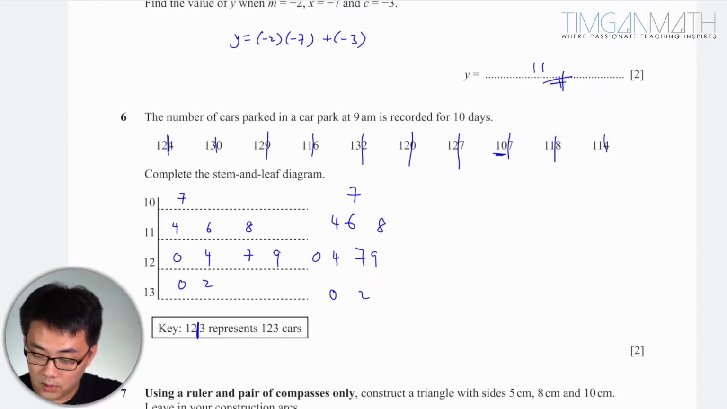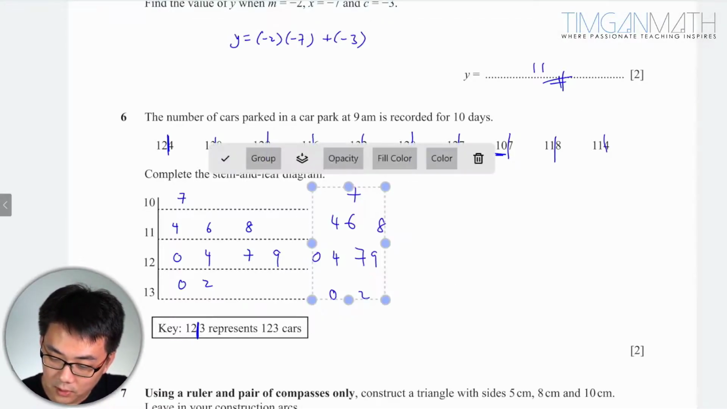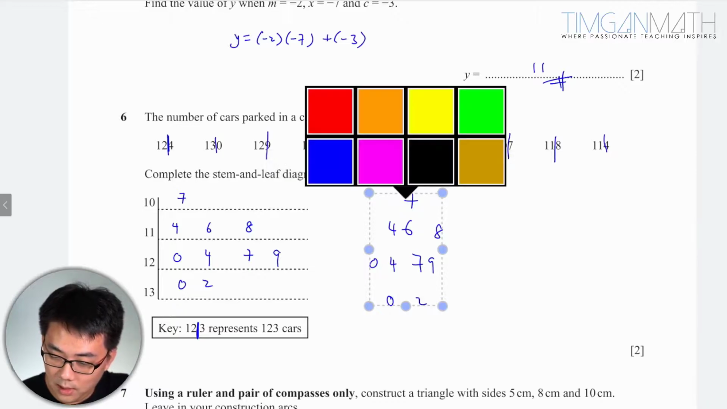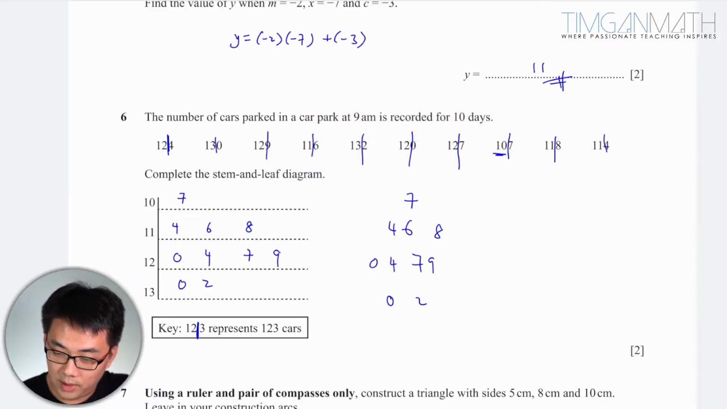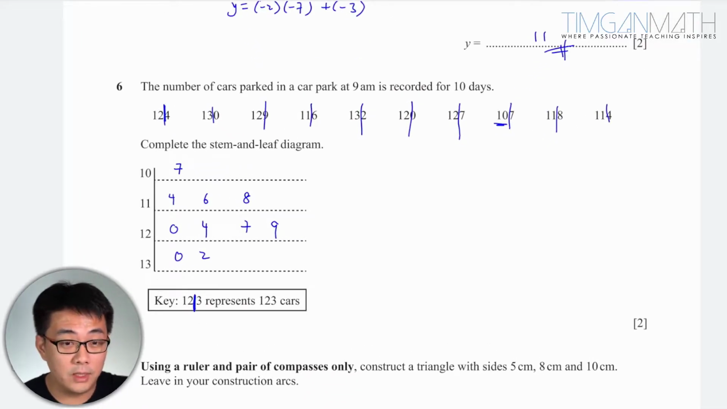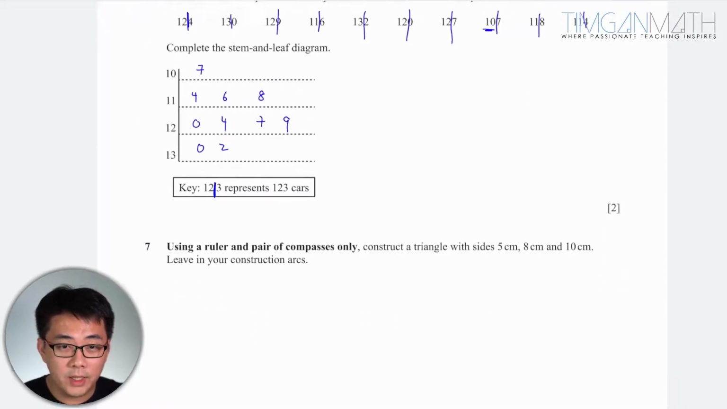Okay? So I am going to just grade this out. You can just write it in pencil when you are doing this part with the calculator, but I'm going to just delete it because it's not part of my working there. There you go. This is how I complete the stem and leaf diagram. Let's look at the subsequent part.